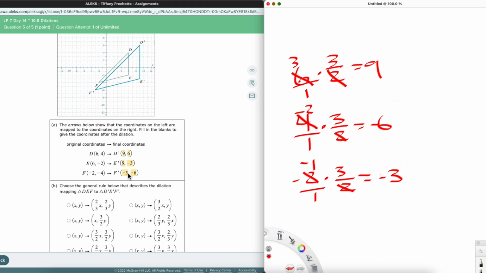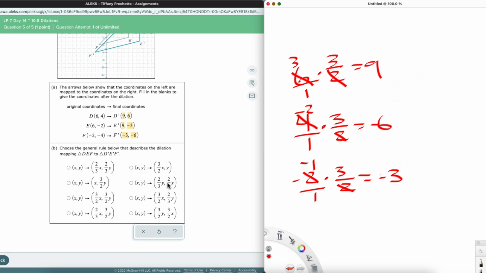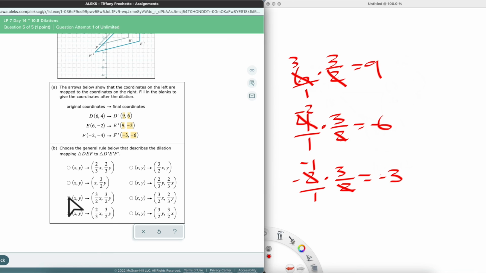So I just need to make sure I find the rule down here that's showing 3 halves. I wanted to make sure it's 3 halves, not 2/3, or flip-flopped. It shouldn't be flip-flopped at all. They should both be 3 halves times x and then times y. So this guy definitely works. I have 3 halves here and 3 halves here, but they put the x and the y backwards. We're not doing that. That has to do with another type of transformation. In dilation, the x and the y do not move in that way.